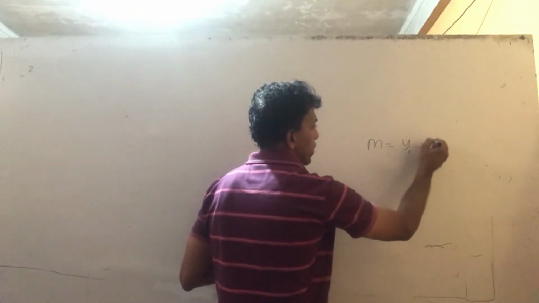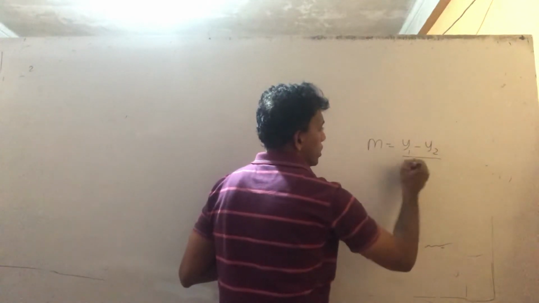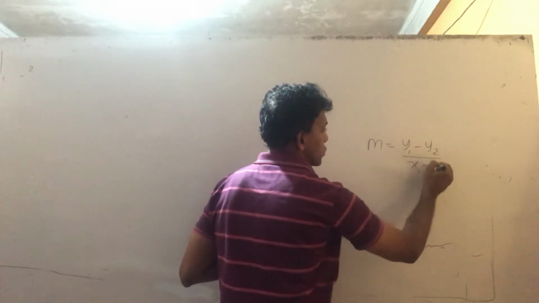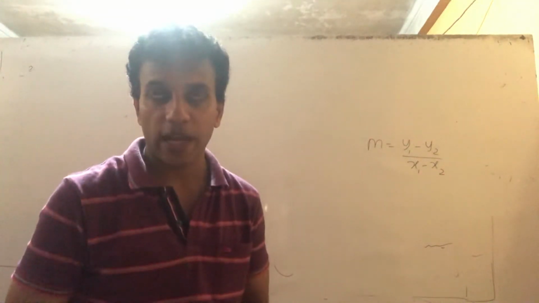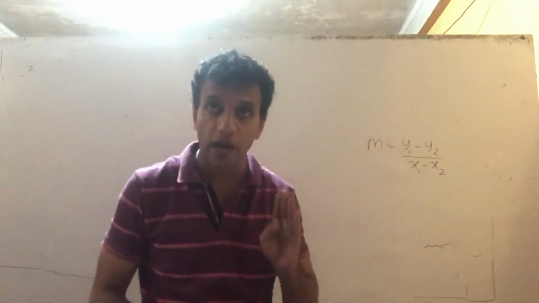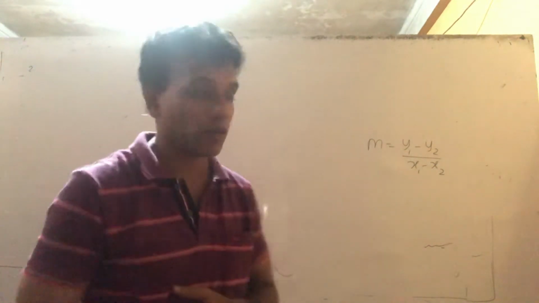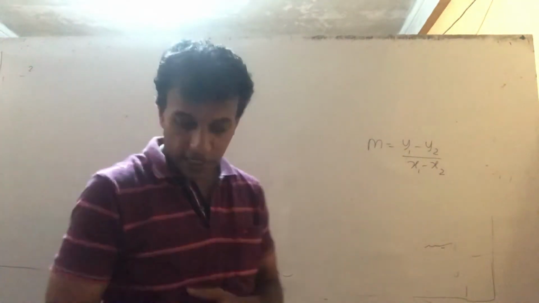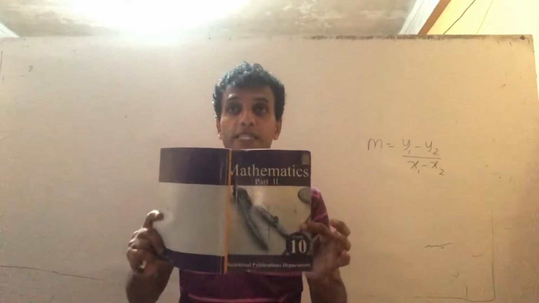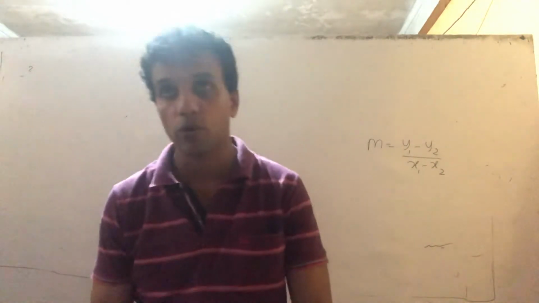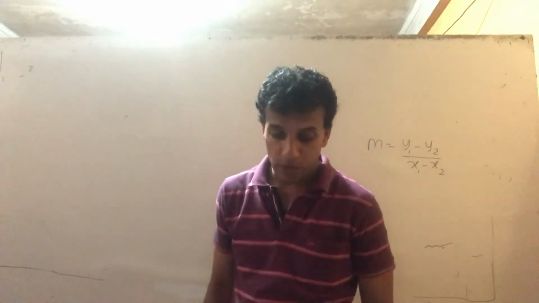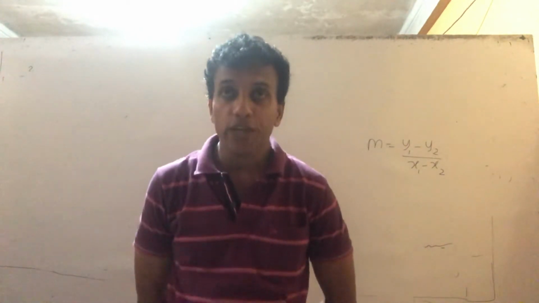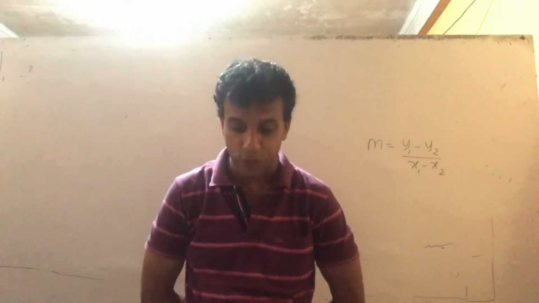y1 minus y2 over x1 minus x2, finding the gradient of a straight line if two coordinates, or a pair of coordinates, are provided. Okay, so we'll see. I'll work some more questions from this book, so keep in touch. Refer to your book, chapter 21 in your part 2 book, Exercise 21.2. I'll show you from this video.